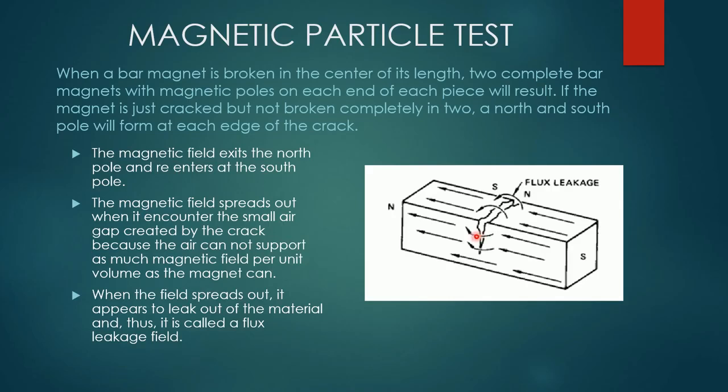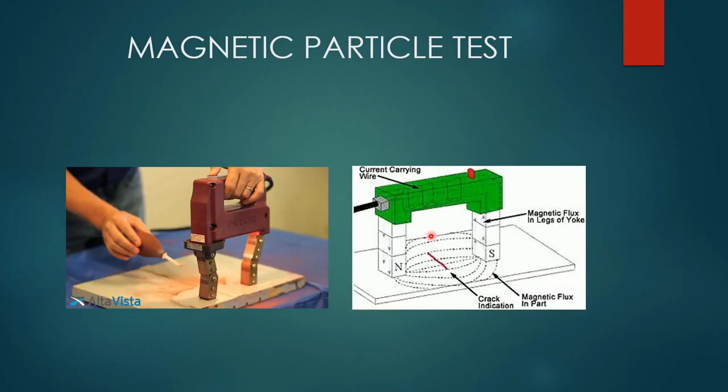So what is happening over here? The magnetic field exits, you can see the magnetic field exits the north pole and re-enters at the south pole. How it occurs, I will show you in the next slide. Right, so just see how magnetic particle test is conducted. One yoke is used in which coil is there, you can see coil is there. When we will pass the current from this particular electric cable, it will generate some electricity.